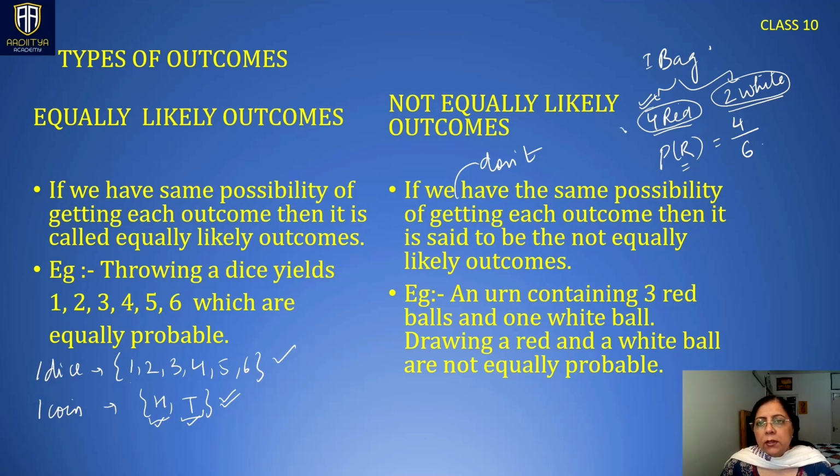We can see that the balls which are bigger in number, red balls are more in number. So we have a higher probability of getting a red ball in drawing a ball from this bag. So such outcomes are not equally likely possible. That is why we never keep them as a fair means of deciding something, right?